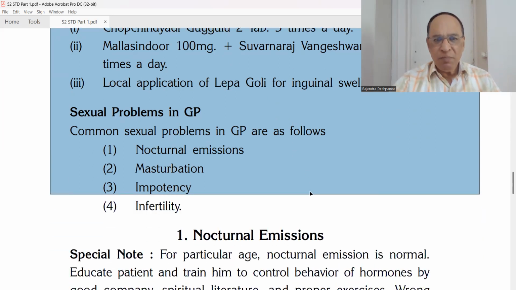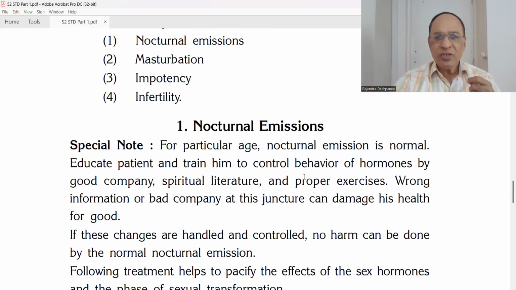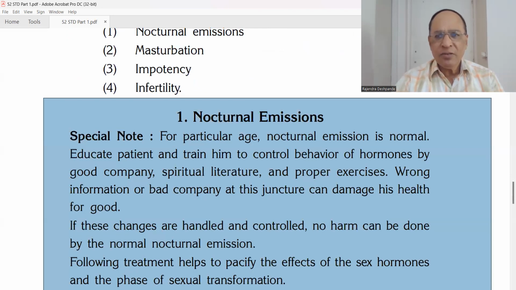Sexual problems in GP. Now we have completed the venereal diseases or STD. We are talking now about sexual problems. There are mainly 4: nocturnal emissions, masturbation, impotency, and infertility. So let us talk about the nocturnal emissions for a particular age, because there is a lot of misunderstanding. My dear viewers, I request you, there is one playlist. There are a lot of videos I have made, nearly 20 plus videos about sexual education.